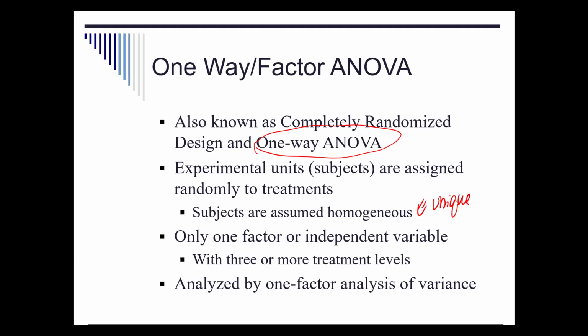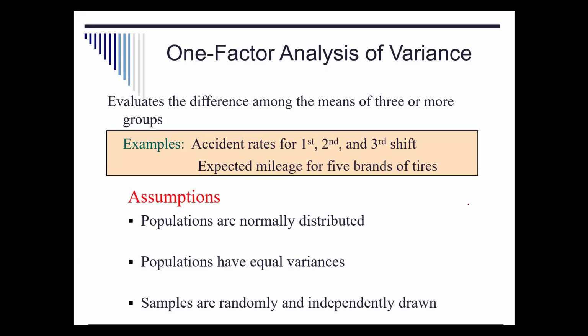And then only one factor or independent variable with 3 or more treatment levels, right? Now we would call this analysis the one-way ANOVA. Okay. Let's look at this.